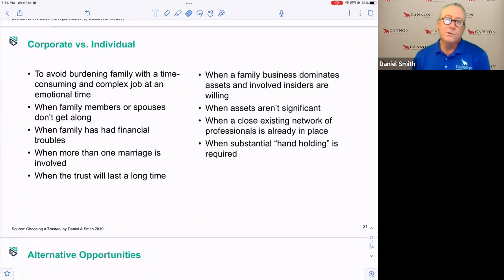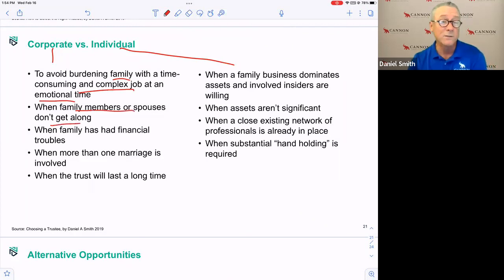And so this is just a very short kind of analysis that I did of saying, when would I use a corporate versus an individual trustee? So with a corporate trustee, to avoid burdening the family with a time-consuming, complex job at a difficult time, when family members, spouses don't get along, right? Some of the obvious times when those would be there. Sometimes, again, those are not on the surface, but might be underlying what's going on.